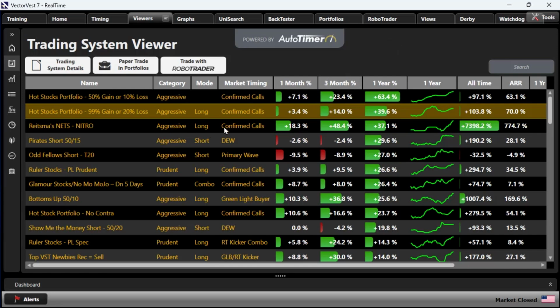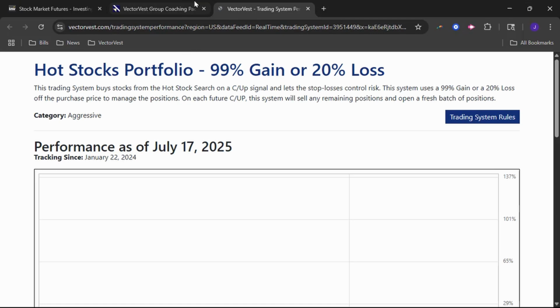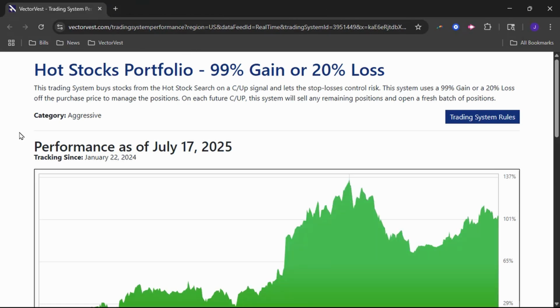This one right here, hot stocks portfolio, you could see what the gain loss was, 99% gain, 20% loss. I'm going to click on trading system details. We'll get into some performance metrics in a moment, but just look at the description here. It says this trading system buys stocks from the hot stock search on a confirmed up signal and lets the stop losses control risk. This system uses a 99% gain, 20% loss off the purchase price to manage the positions. On each future confirmed up, the system will sell any remaining positions and open a fresh batch of positions.